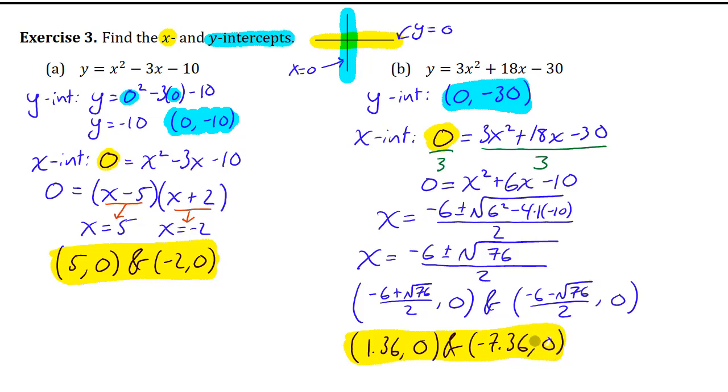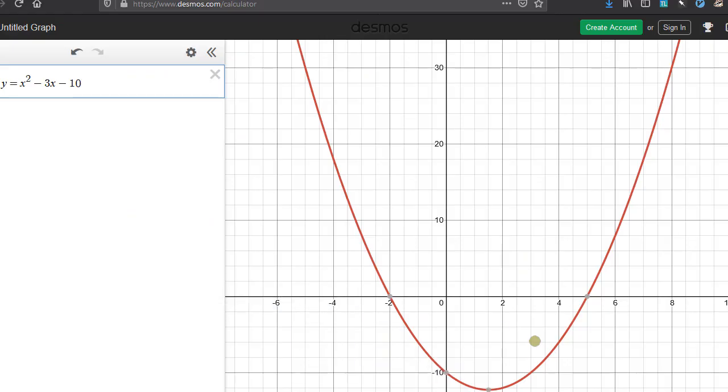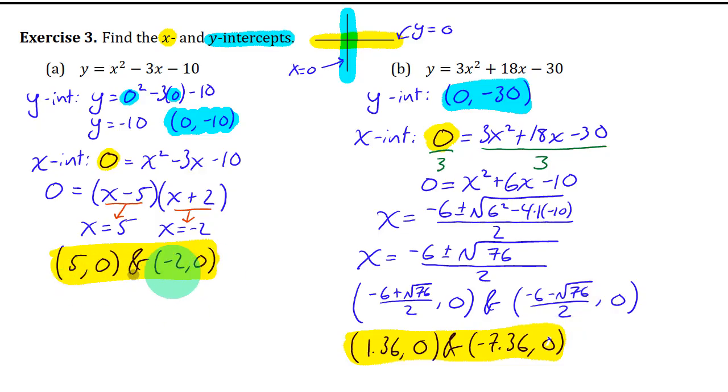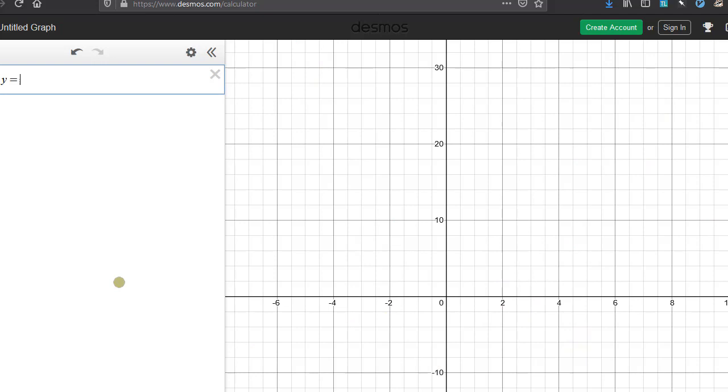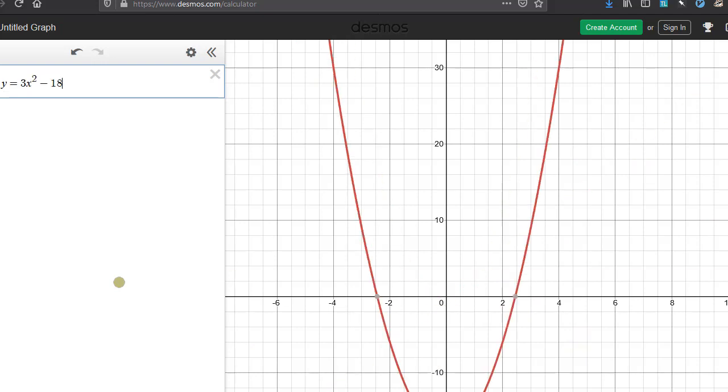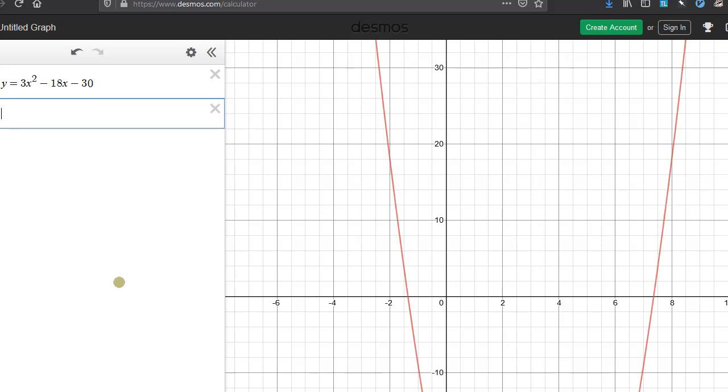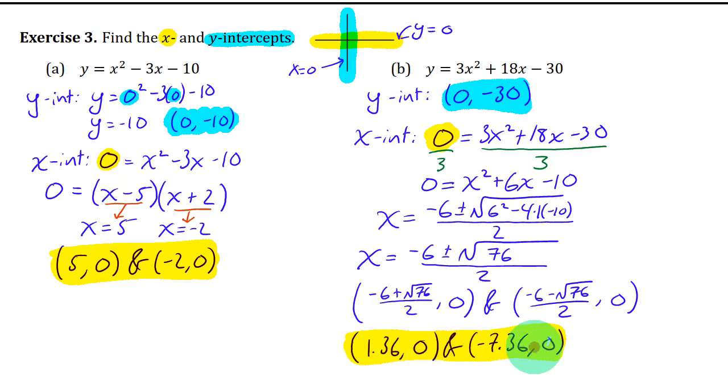And it never hurts to check. I'm going to check on Desmos really quick here. Here's the first one, x squared minus 3x minus 10. Where are the values of x that make it equal to 0? We got negative 2 and 5. That's what I said. Okay. And then the other one is y equals 3x squared plus 18x minus 30. And let's see what we got. Negative 1.359 and 7.359. So that agrees with what I got here.